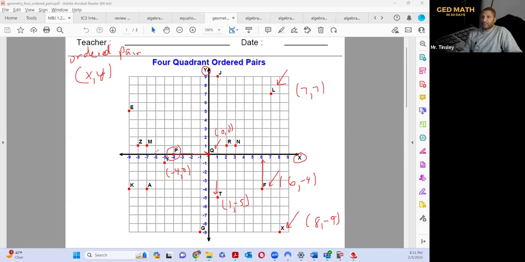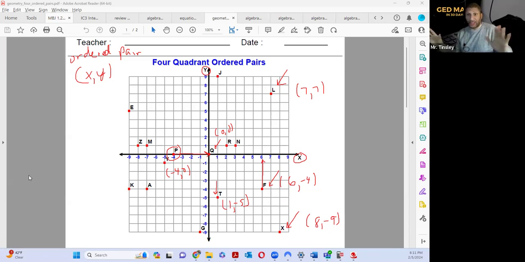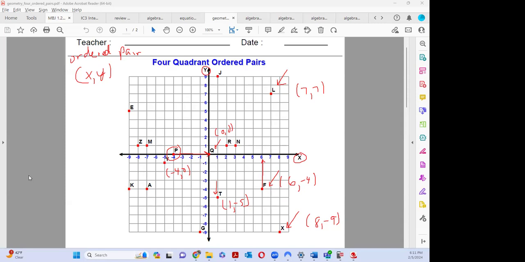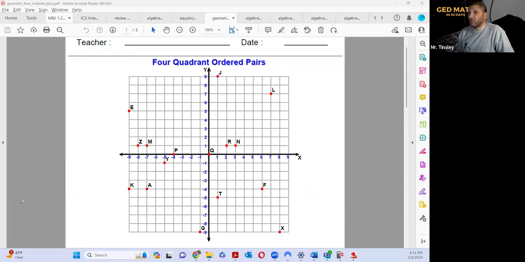Got me? Okay. This is a guaranteed question. It's on every single exam. So one of the things you want to do is look at your last score report, whether it's a practice test or the real test, and see if it said locate a point on the coordinate plane or identify ordered pair. This is guaranteed on your exam. I can guarantee.